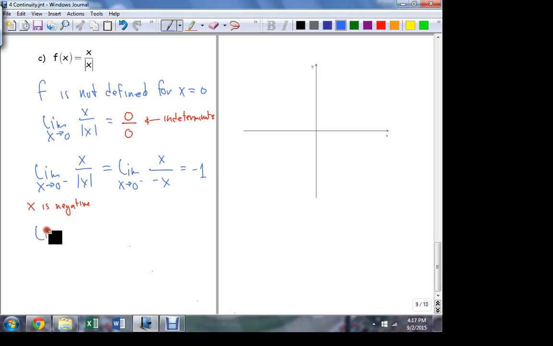Okay, suppose I approach this point from the right. Now what kind of numbers is x going to be? Positive. What do we know about the absolute value of a positive number? It's equal to itself, right? The absolute value doesn't change positive numbers at all. If I start with a positive number, then the absolute value is equal to itself.